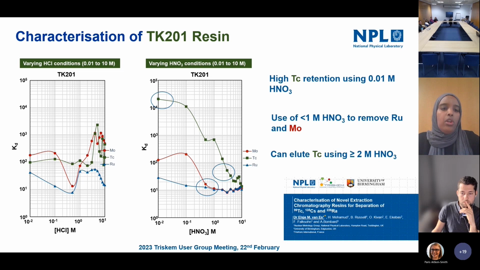but I thought I'd use this as an opportunity to show, from the developments made, what the ideal separation scheme would be. In this case here, we're looking at the characterization data for TK201. Very dilute nitric is ideal for tech retention. And if you're looking to remove interferences that affect mass spec measurement of technetium-99, then you're able to remove those with the use of really dilute nitric. And then you can use softer elution conditions, in this case, 2 molar or less of nitric to allow you to elute your technetium. So you have a very nice, quick method to do your separation.